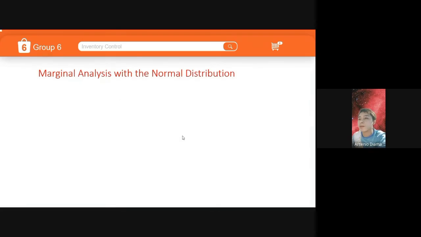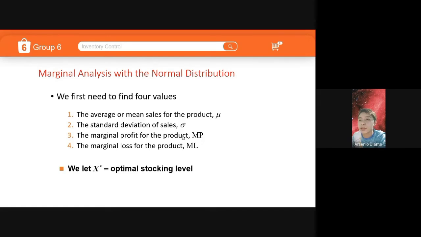Next is the marginal analysis with the normal distribution. We first need to find four values: the average or mean sales for the product, the standard deviation of sales, the marginal profit for the product, MP, the marginal loss for the product, ML, and then we let X asterisk be the optimal stocking level. Steps of marginal analysis with the normal distribution.